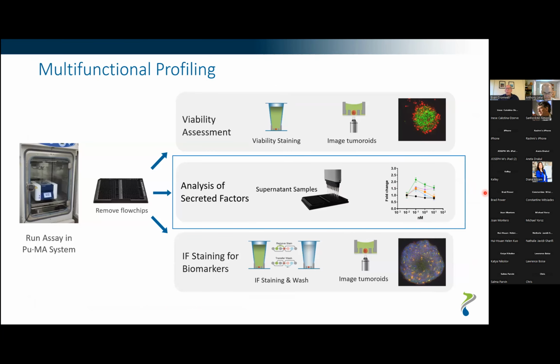So in addition to the viability, we're now collecting these supernatants, and let's look at different secreted factors.